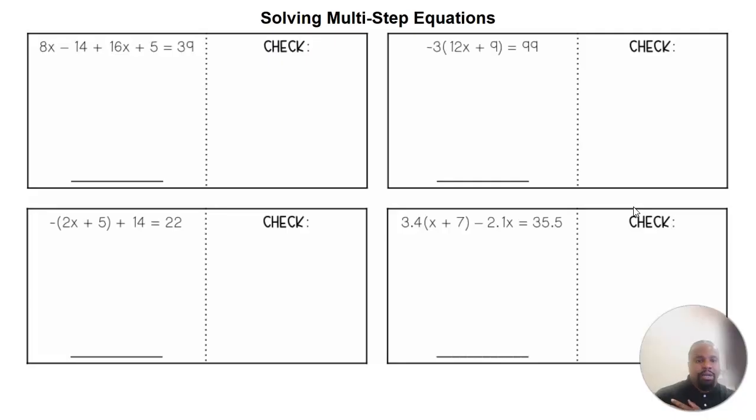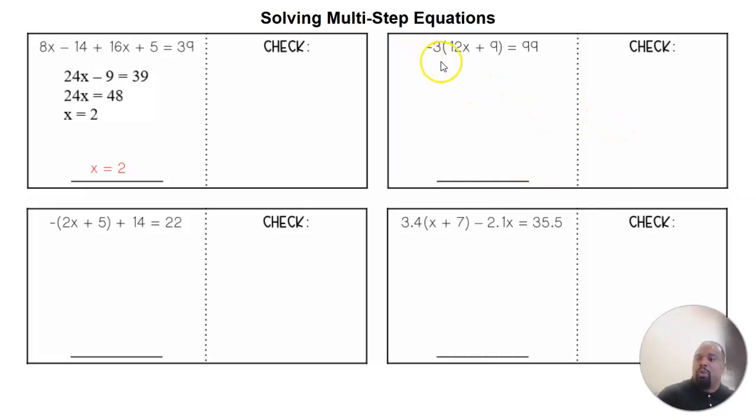All right, so let's take a look here. So if we look at this problem here, there's no distributive property, so we don't have to worry about that. However, there are like terms. Our like terms are 8x and 16x, and negative 14 and 5. And so 8x and 16x, that's 24x. Negative 14 and 5 gives you negative 9. 24x minus 9 equals 39. Now we got a two-step equation. We want to add 9 on both sides. 39 and 9 gives you 48. And now you want to get rid of 24 by dividing both sides by 24. And so 48 divided by 24 gives you 2. So 2 would be the solution here.